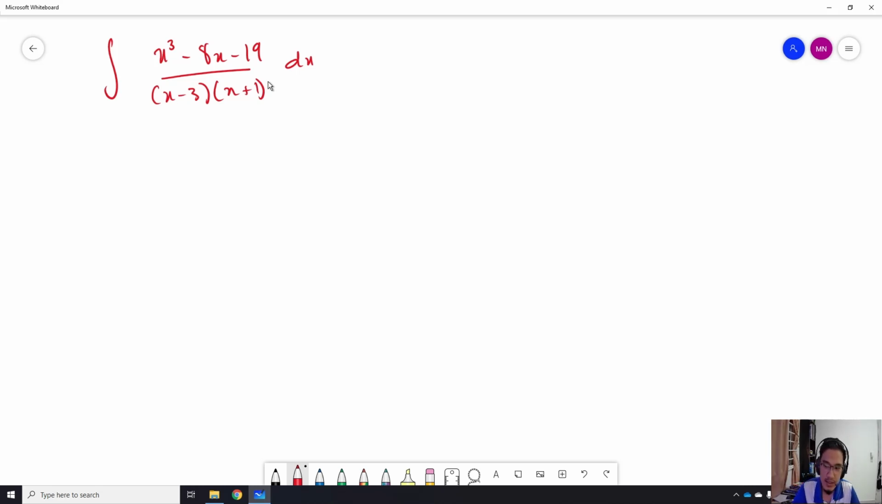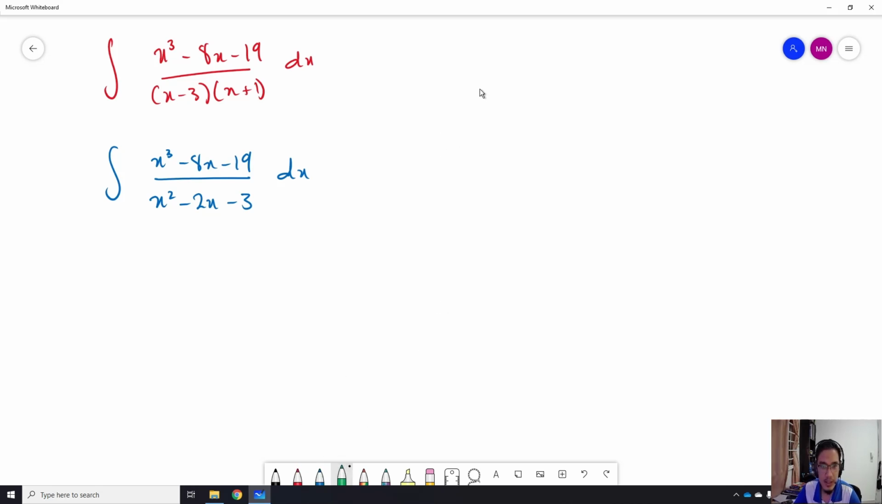When we see this function, we can observe that the denominator is of lower degree than the numerator, because when we expand the denominator, what we get is x squared minus 2x minus 3. So this fraction is an improper fraction. Before we proceed with partial fraction, the improper fraction must be done with long division so that it becomes a proper fraction, and only after that can we proceed with the partial fraction.